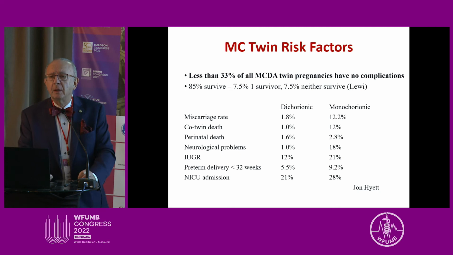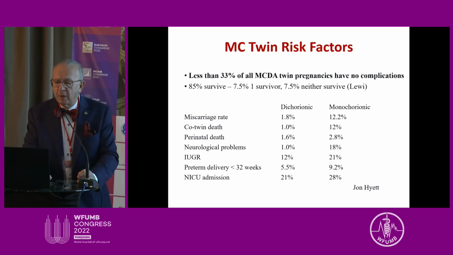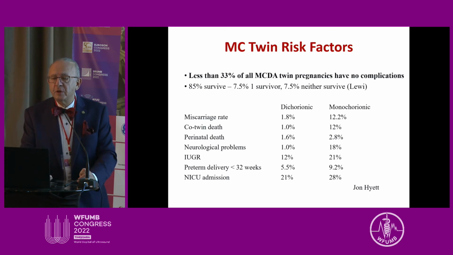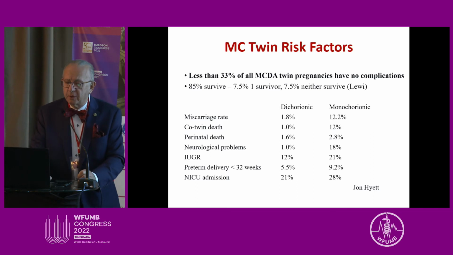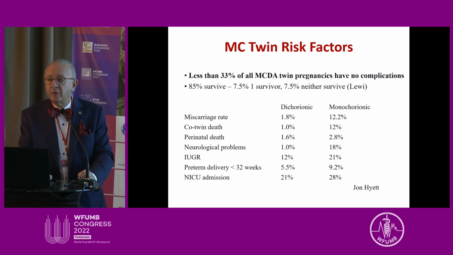If we compare the complications between dichorionic and monochorionic twins, you see that there's a higher rate of miscarriage, co-twin death, perinatal death, that's the right column, neurological problems in almost 20%, FGR in 20%, twice as much as in dizygotic twins, preterm delivery almost twice as much, and NICU admission is also higher.